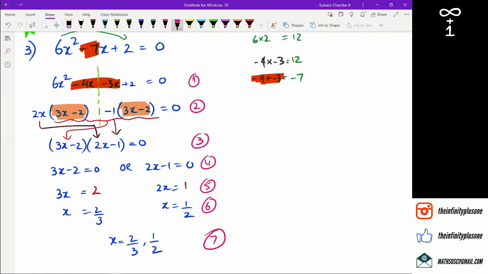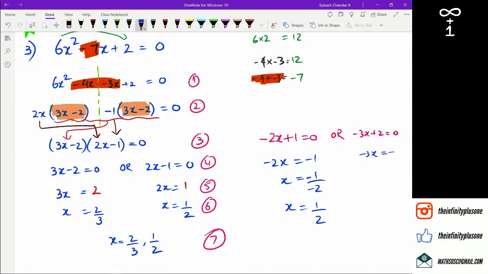Now, Hasnullah, your answer where you have negative 2x plus 1 equals 0, or negative 3x plus 2 equals 0. If you were to rearrange this, see what happens. Negative 2x is equal to minus 1. X equals negative 1 divided by negative 2, which actually equals positive half. And for the other side, negative 3x equals minus 2. X equals minus 2 over minus 3, which means x is equal to 2 over 3. And what you get is the same answer.